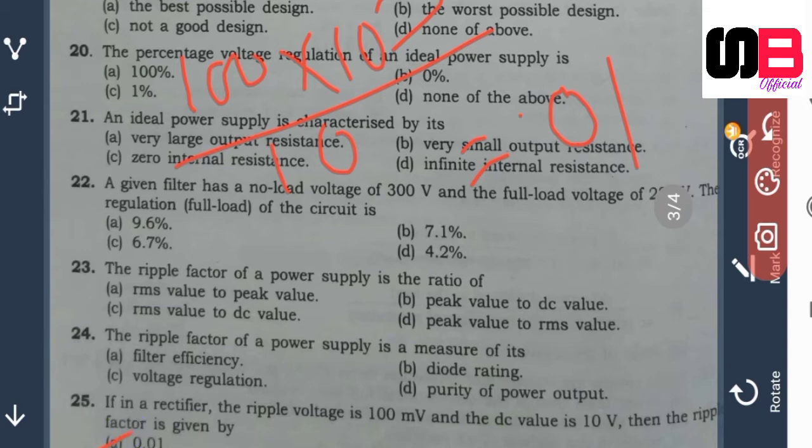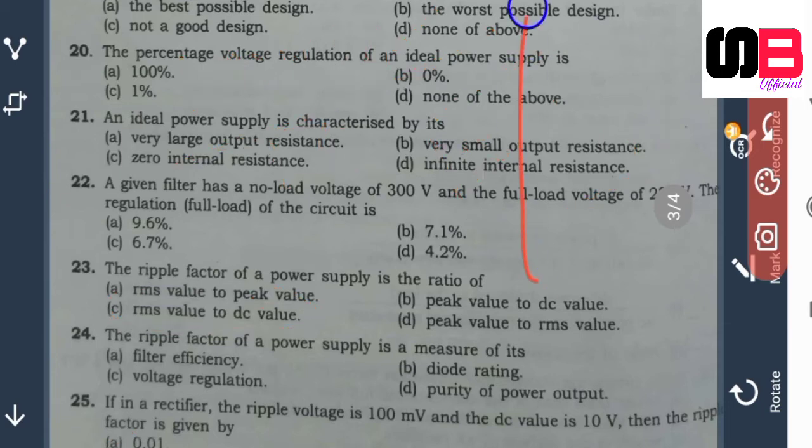Actually, ripple factor means the RMS value, which is given as 100 millivolt, and the DC value is already given, that's 10 volt. So it is the ratio of RMS value to the DC value. From there we calculate the value as 0.01.